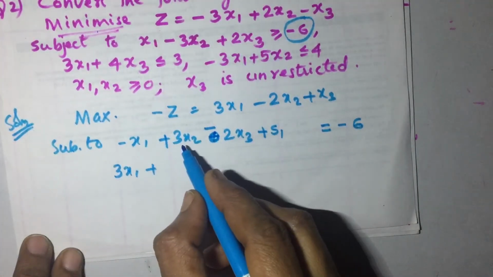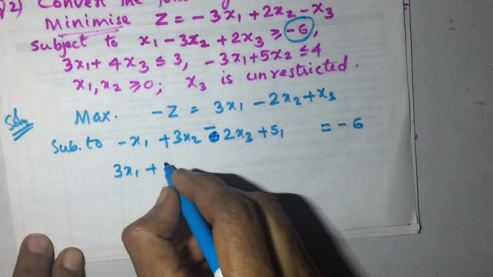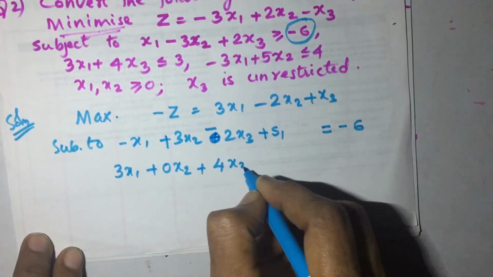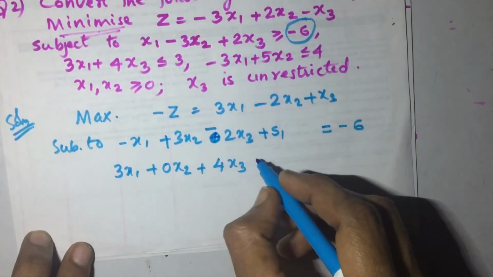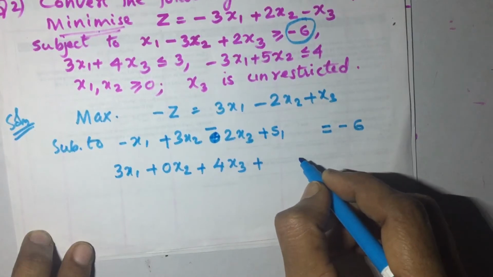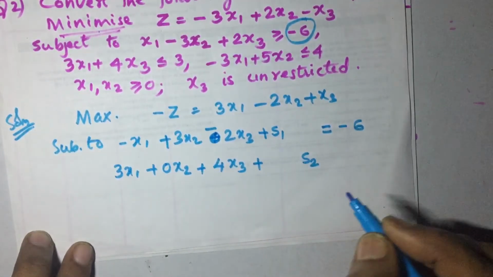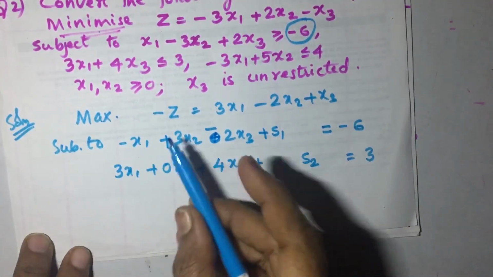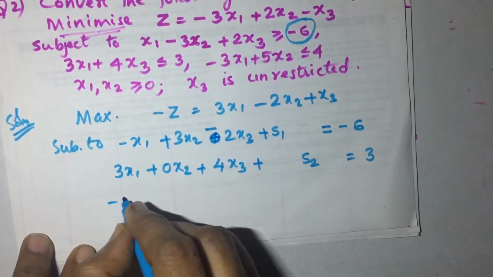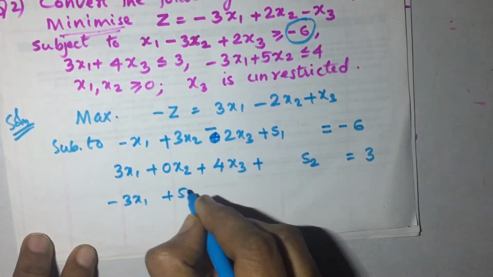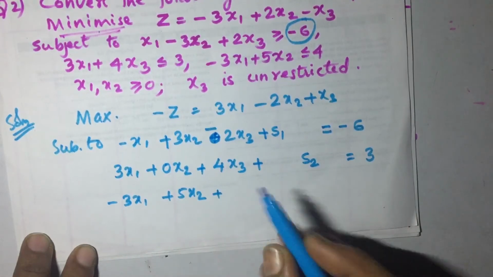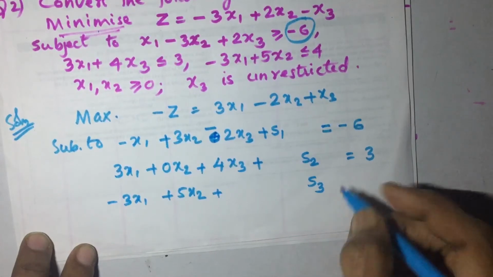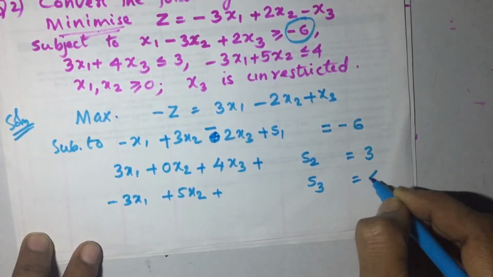4x3. Here x2 is there. Here there is no x2. So I will just put 0 x2 plus 4x3 equal to 3. Equal to 3 means what I have to do, plus S2. S2 I have added here, equal to 3. Okay. And third one, minus 3x1 plus 5x2 plus, so S1 is done, S2 is done. Now I will add S3 with this, plus S3 is equal to 4.